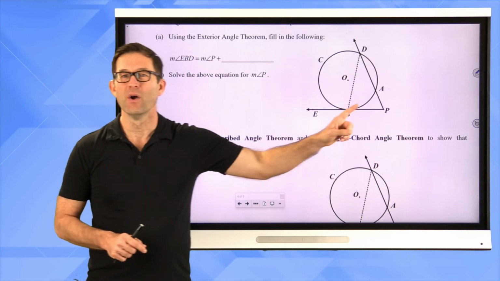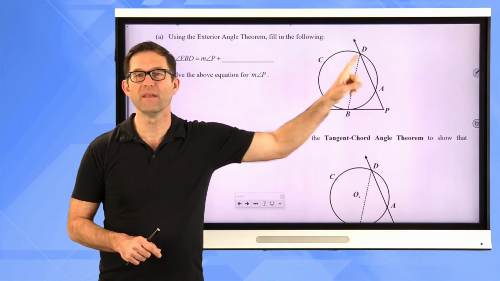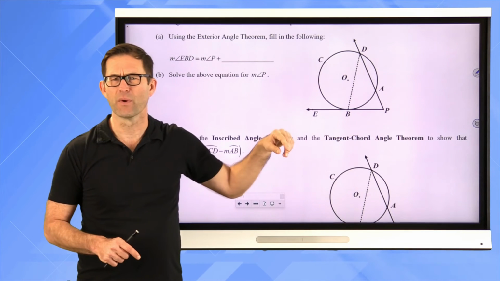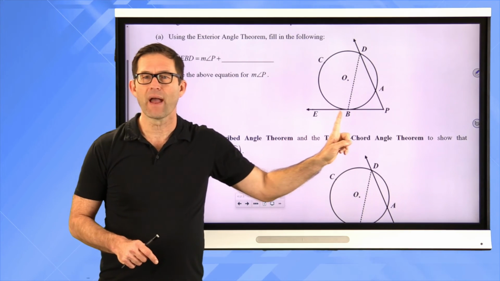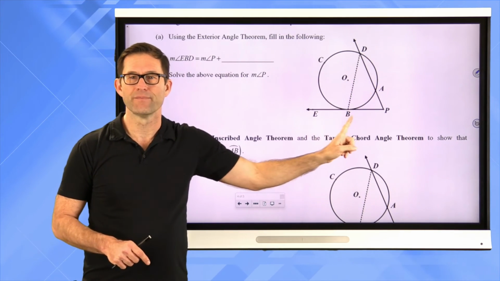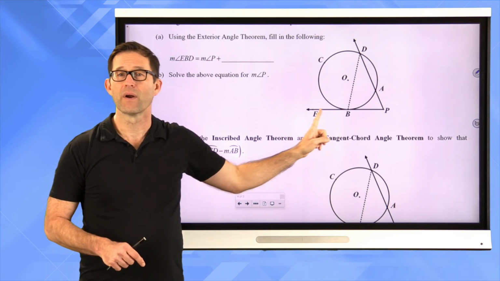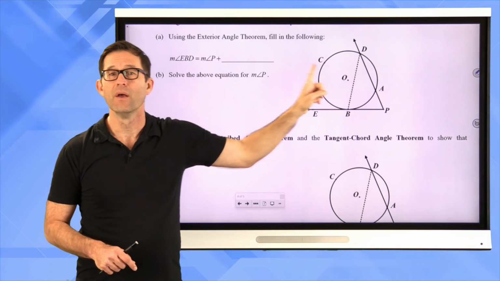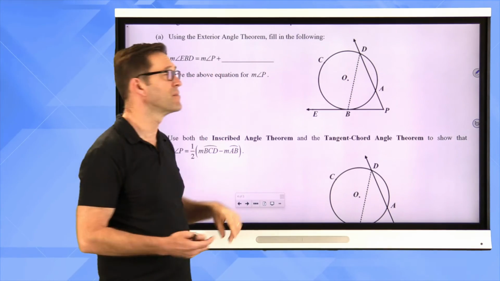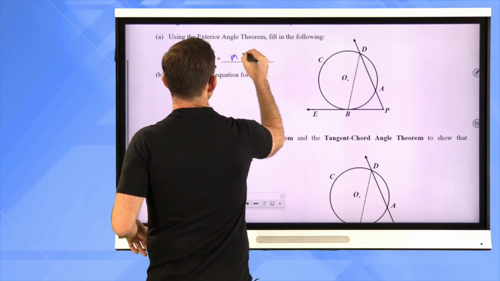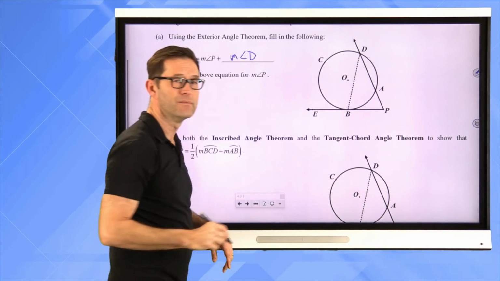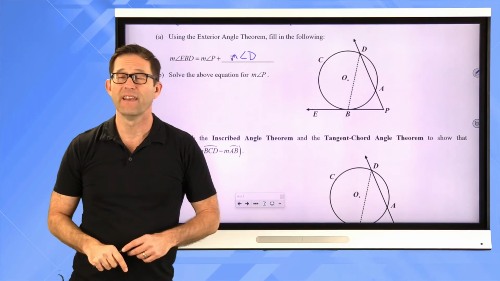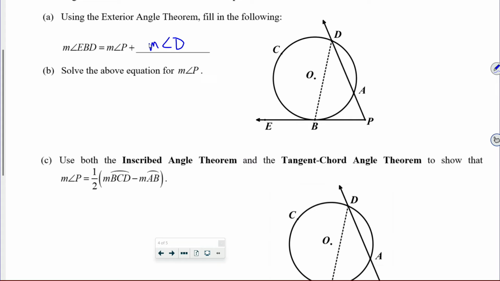Well, again, we've got this triangle, BPD or DBP or however you want to say it. Exterior angle EBD is right here. That angle has two remote interior angles, angle P and angle D. So the measure of angle EBD is the measure of angle P plus the measure of angle D. Simple enough. Now, just like before, letter B, solve the above equation for the measure of angle P.